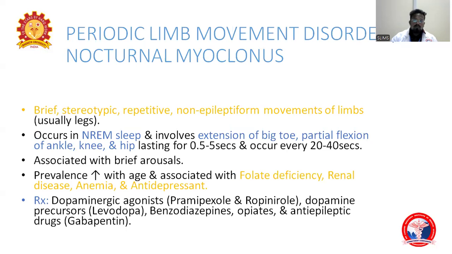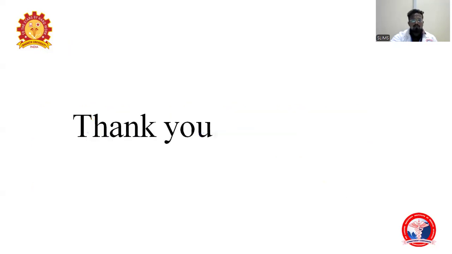Then periodic limb movement disorder, or nocturnal myoclonus. It consists of brief, stereotypic, repetitive, non-epileptiform movements of the limbs occurring in NREM sleep, involving extension of the big toe and partial flexion of the ankle and knee, lasting 0.5 to 5 seconds and occurring every 30 to 40 seconds. Treatment is dopaminergic agonists and benzodiazepines. Anti-epileptic drugs like gabapentin can also be tried.